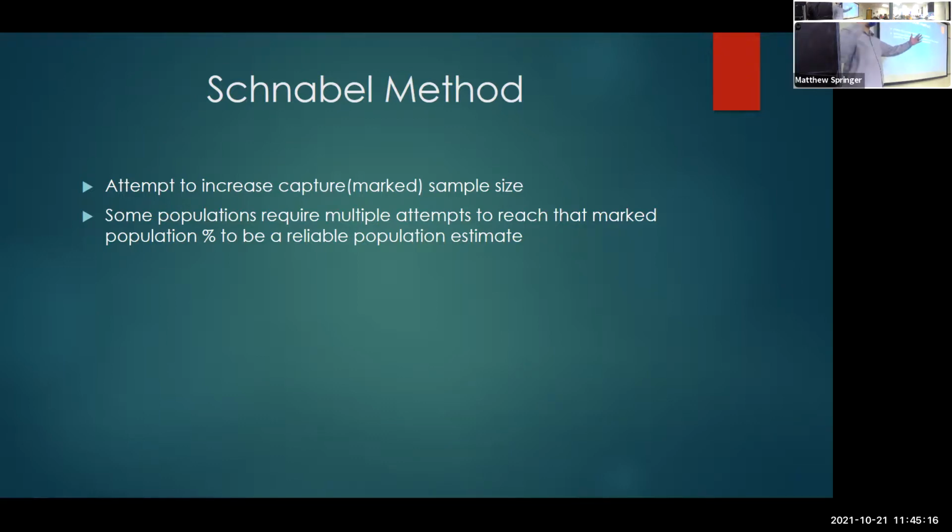It takes more time, right? So your chances of animals giving birth increases depending on the species, and you potentially have more animals coming into the system just because of time. So you get concerns about closure and probability of capturing the same individual.